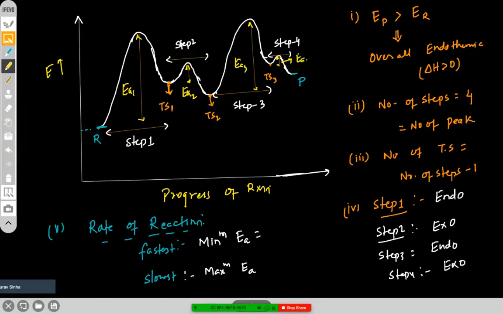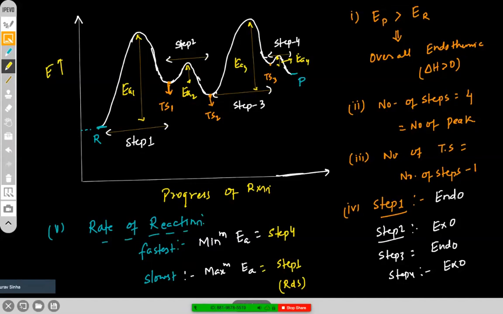You can see this energy gap is minimum, which means the fourth step is the fastest step, and the one which has the maximum is step 1. So step 1 is the slowest step, and this is the RDS of the reaction. They can give you a graph like this and ask which step is the RDS of the reaction. You have to choose the step which has the maximum EA, activation energy.